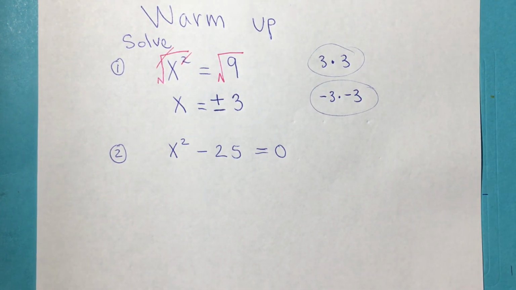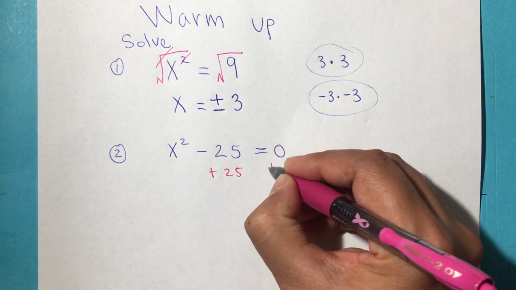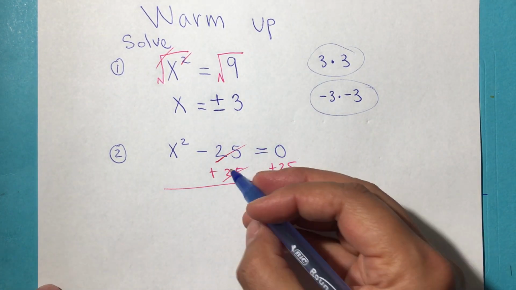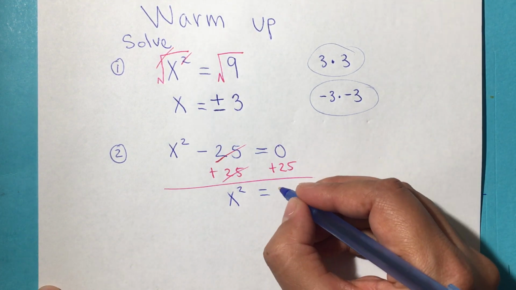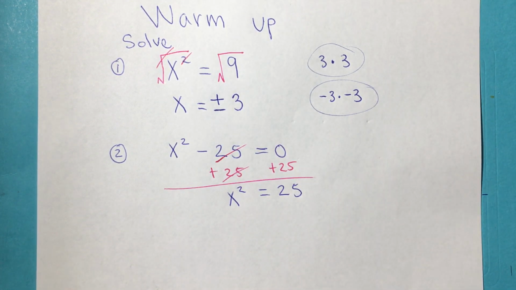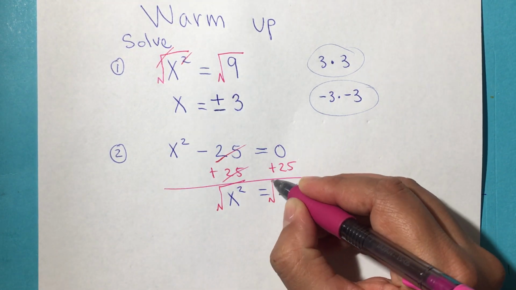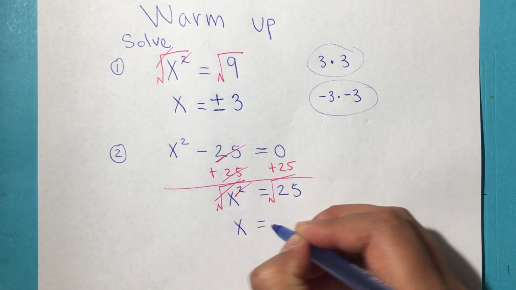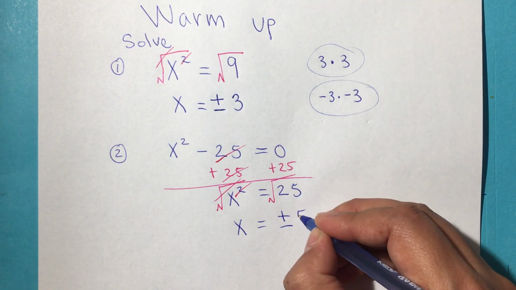Okay, having that in mind, let's do the second one. The first thing that you do is to cancel by adding 25 to both sides. That cancels, and now we have a similar situation to above. 0 plus 25 is 25. We take the square root of both sides to cancel the square. And so x equals, again, plus minus, and the square root of 25 is 5.